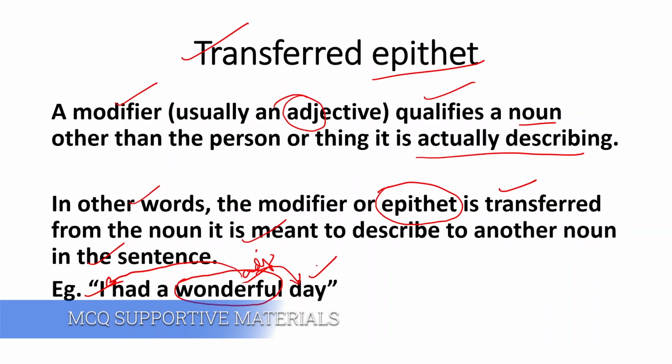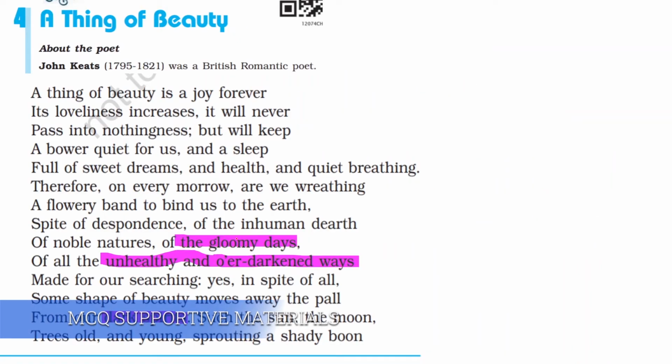Let us check examples from the poem. The gloomy days. Days could not be gloomy or happy. Gloomy days here simply means the dark history of humans. Look at the next one. Unhealthy, over-darkened ways. Ways could not be over-darkened or unhealthy. So here also we can see the use of transferred epithet.